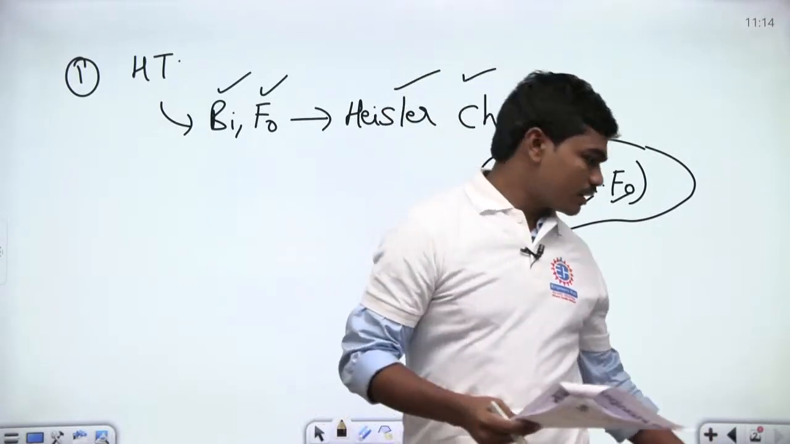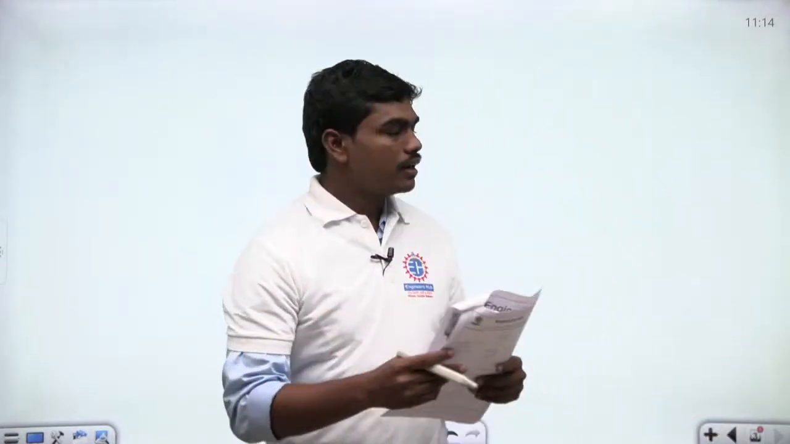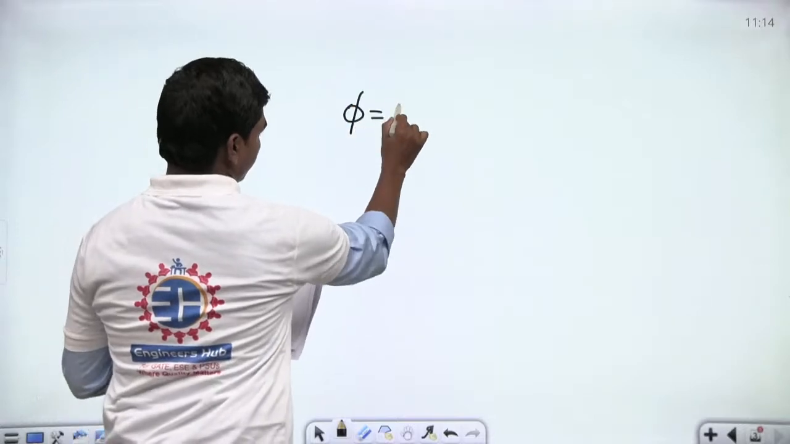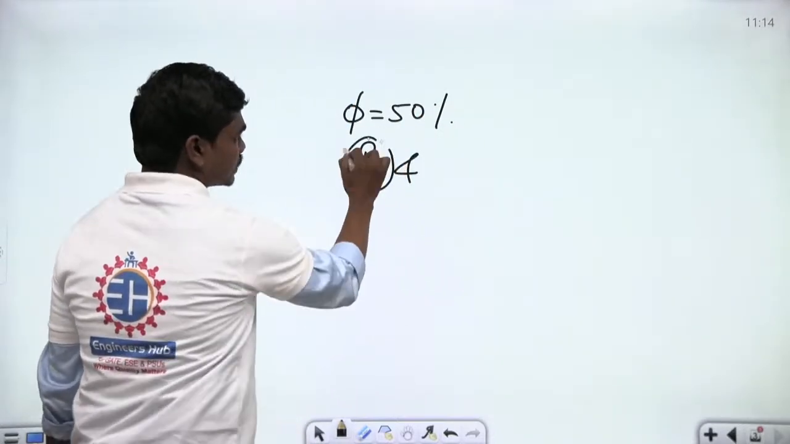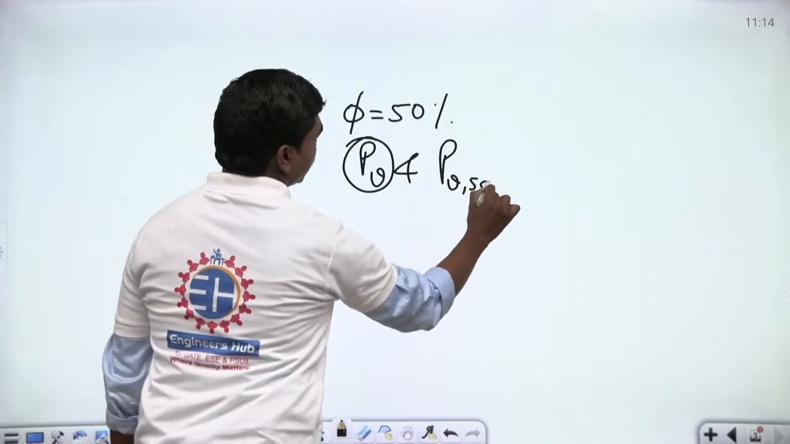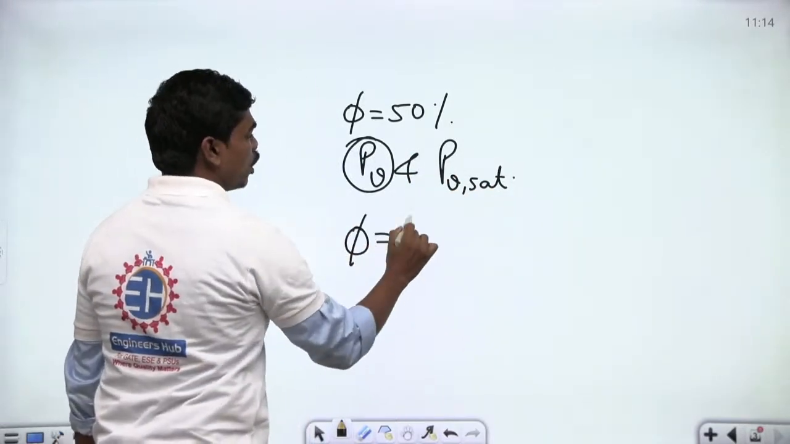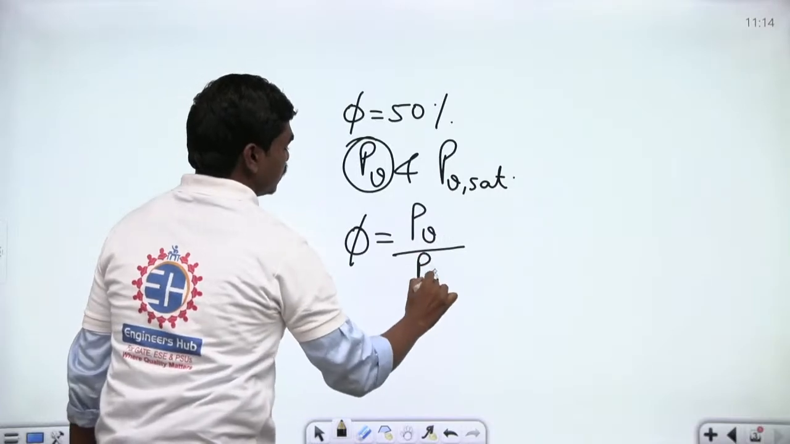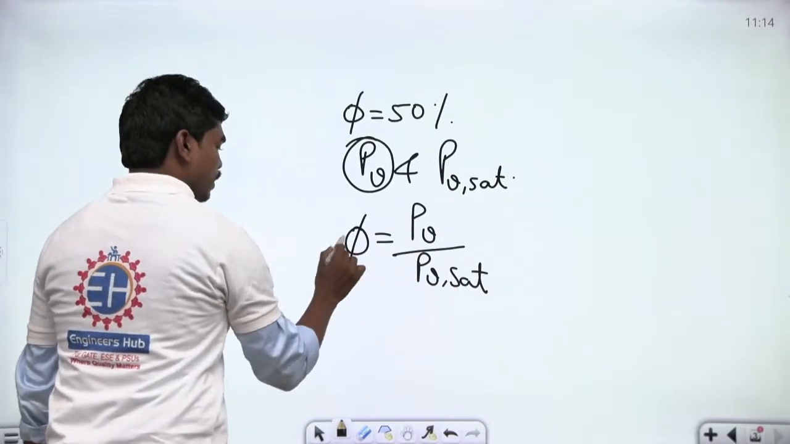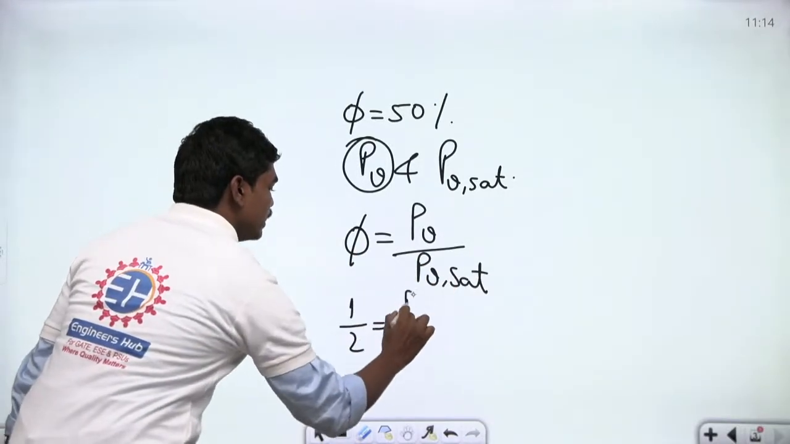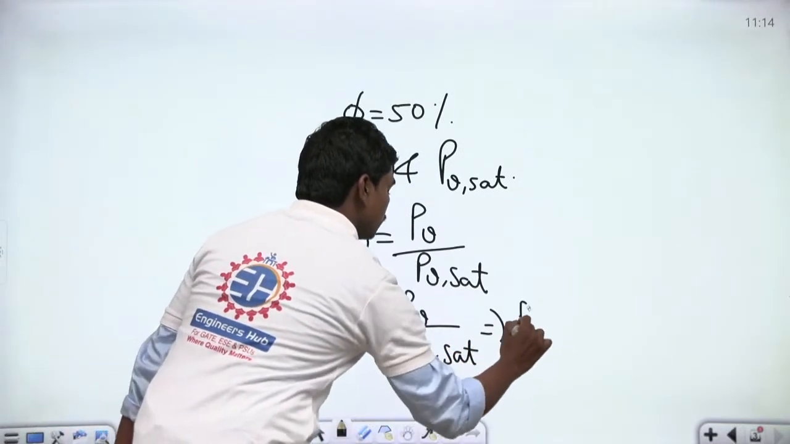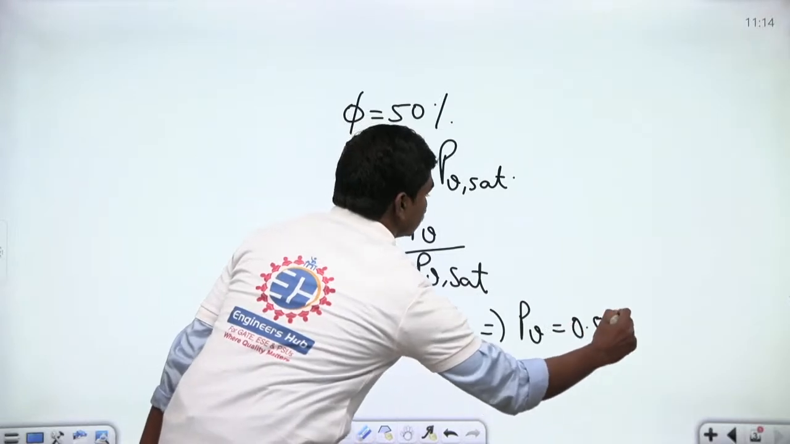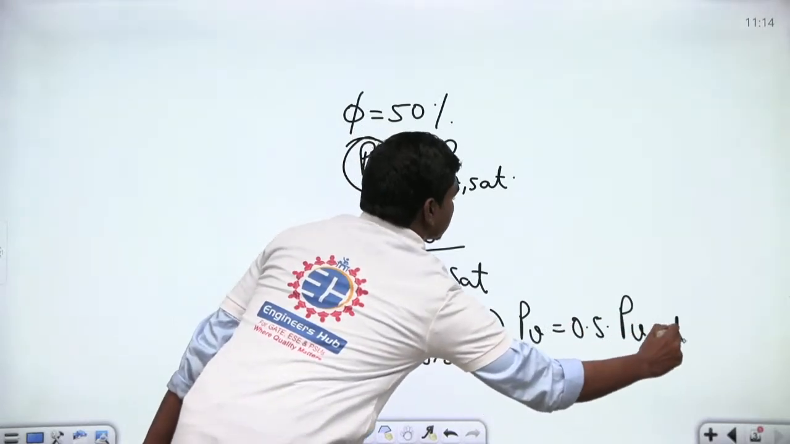Next, they have given a question on relative humidity. They have given the relative humidity phi equal to 50%. And they have asked the relation between the vapor pressure and the vapor pressure at the saturation state. You know, phi is nothing but the ratio of these two. So Pv by Psat is given as 1 by 2. So 1 by 2 is equal to Pv by Psat. This implies Pv is equal to 0.5 times the saturation vapor pressure at the corresponding temperature.